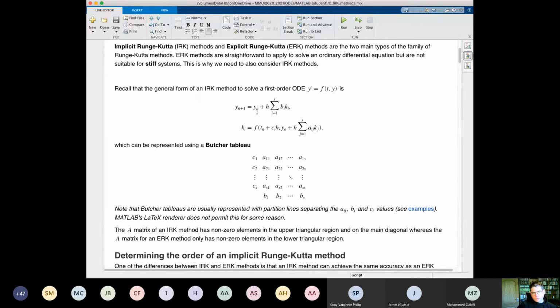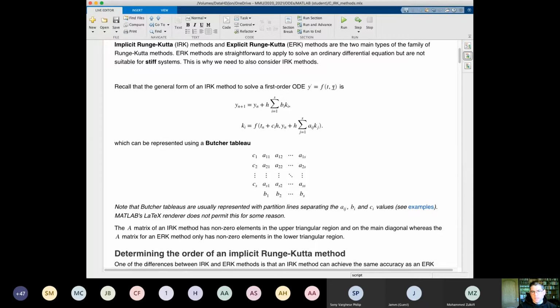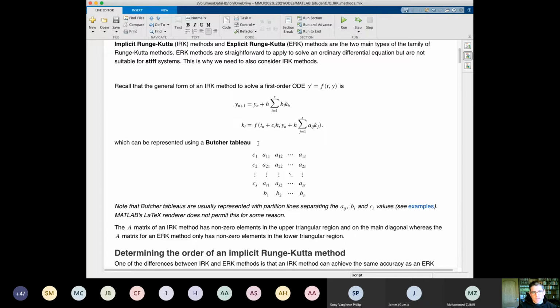Okay, so this is the general form of a Runge-Kutta method. You should be familiar with this by now. It's a single step method, and we update our solution for the next step by using the values from the current step. So to update y, we add some weighted sum of what we call k values to y_n. The k values are calculated using whatever ODE function we're solving. So this f of t, y here is our ODE function.